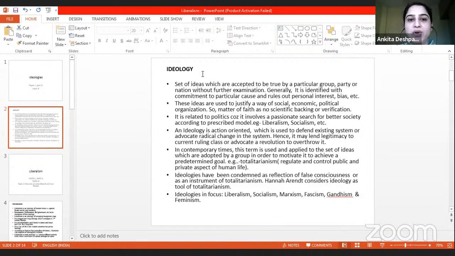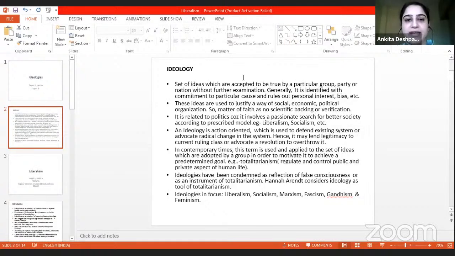Okay. Now, what is an ideology? Ideology is nothing but a set of ideas which are accepted to be true by a particular group, party, or a nation without further examination. Generally, it is identified with a commitment to a particular cause and rules out personal interest and biases. So it's basically a set of ideas which are considered to be true by a particular group of people. It can be a party, it can be a nation, it can be a particular group. And there is generally a commitment to that particular cause. So there are no personal biases, personal prejudices. It is collective.